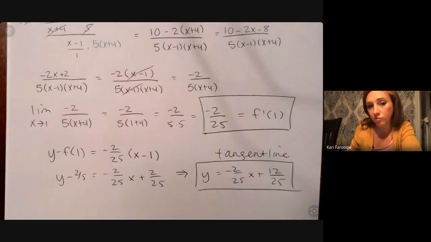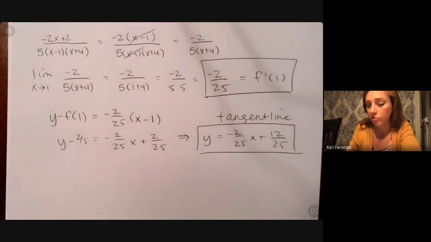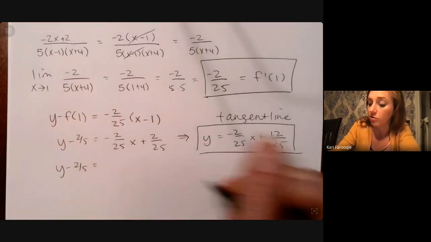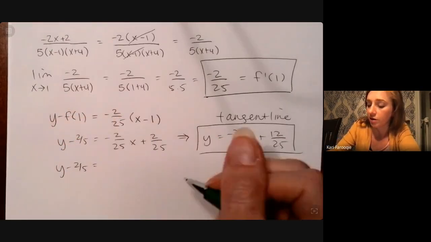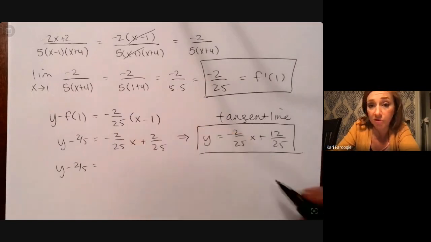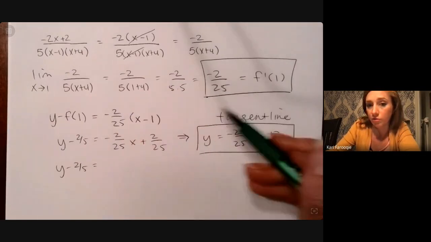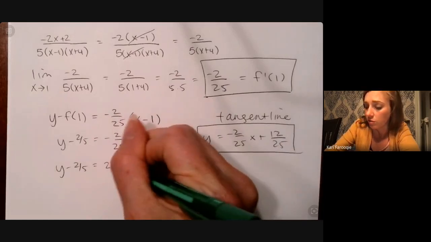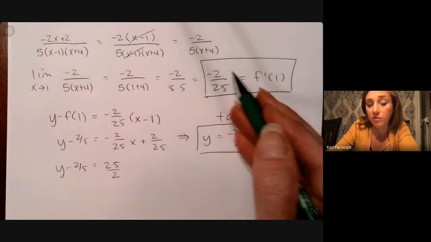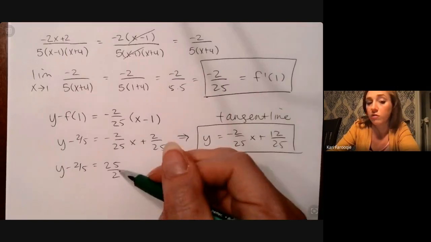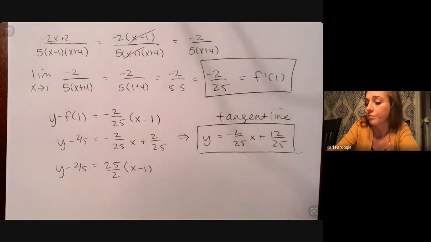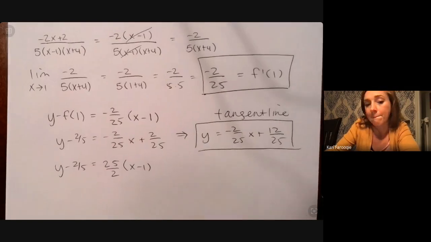Now, to find the equation for the normal line, almost the same exact thing, but this time you're going to take y minus 2/5 and set it equal to, and then take the opposite reciprocal of your slope. So it's already negative, so make it positive and invert your fraction. So instead of negative 2/25, you're writing 25/2 and then x minus 1. And then simplify.